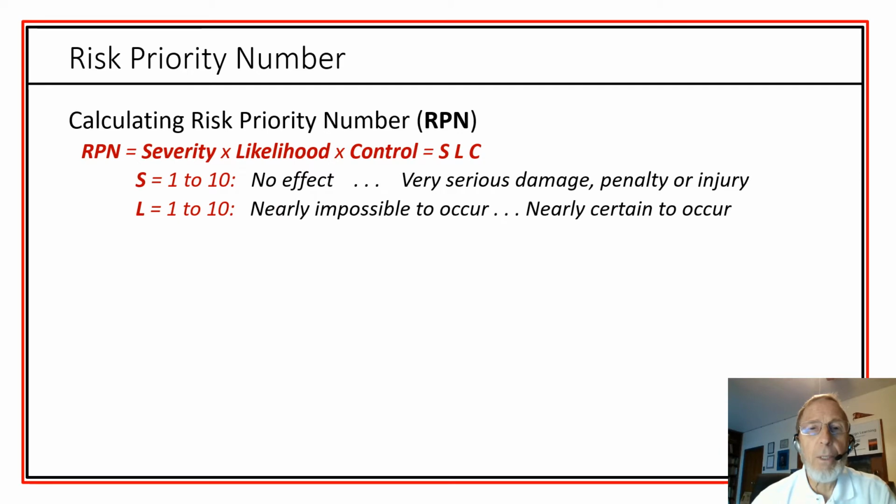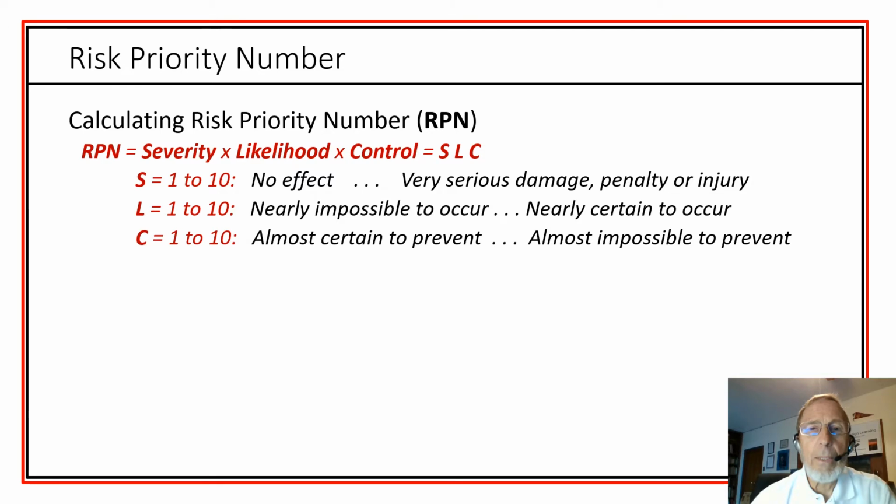The likelihood of it occurring is given a score from 1 to 10. 1 meaning that it's nearly impossible for this to occur, to a 10, which means it's nearly certain to occur. And the control score from 1 to 10 considers whether it's something that's almost certain that we could prevent by taking certain action. That would be a 1. To a 10, which means it's almost impossible to prevent. There's nothing we can do to prevent it from occurring.